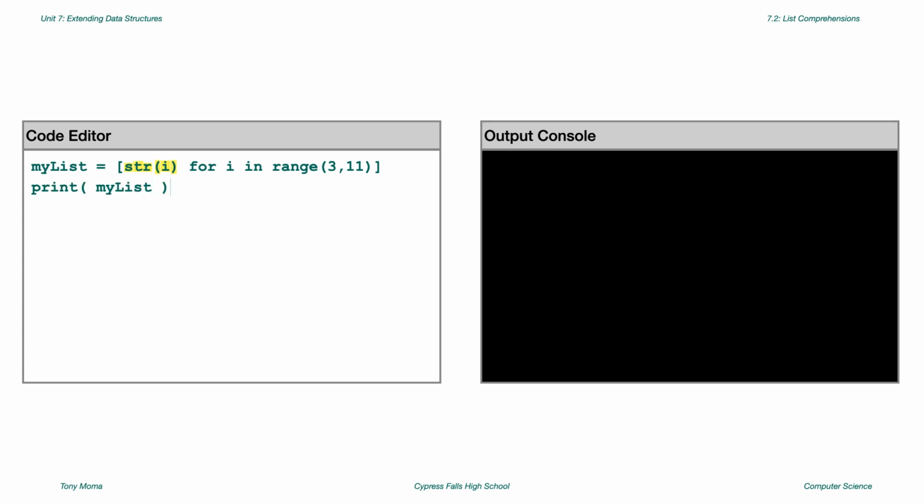When we do that and we print it out, we now get the same values 3 through 10, but as you can see, there are now quotation marks around each number because we didn't simply add an integer to the list, we appended the string version of that integer. In general, any value or expression that you could put inside a call to the append method could also be used on the left side of the for loop in a list comprehension.